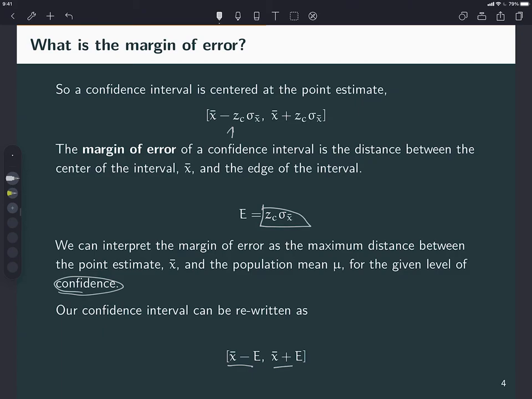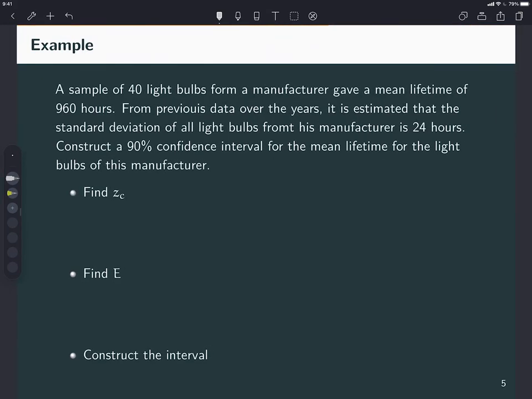Okay, so where do we go from here? Let's do an example. Say I have 40 light bulbs, so my sample size is 40, giving a mean lifetime of 960 hours. As we go through this, I'm seeing that my n is 40, so it's more than 30. We need that. And the mean lifetime is 960, so that's my x bar.